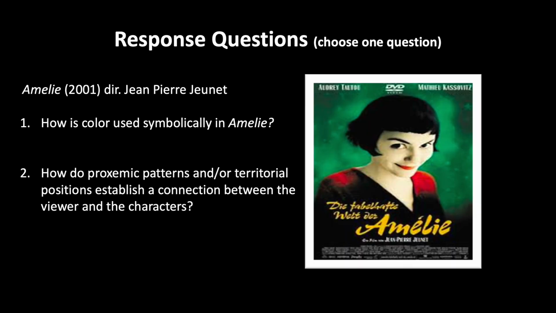This week's assigned film is Amélie, released in 2001, directed by Jean-Pierre Jeunet. Choose one question. Question 1. How is color used symbolically in Amélie? Or question 2. How do the proxemic patterns and/or territorial positions establish a connection between the viewer and the characters?